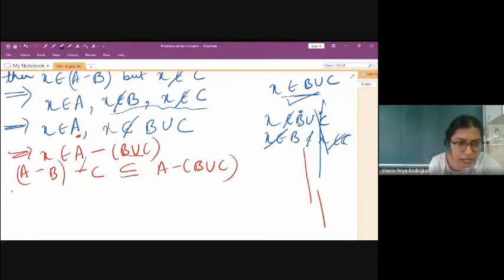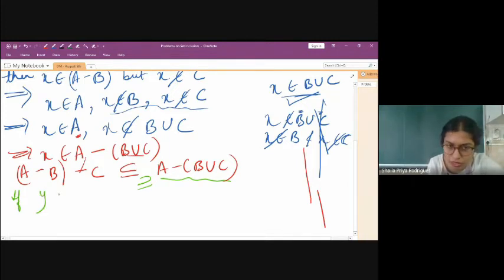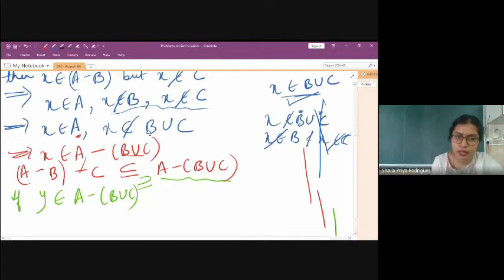All right, so now we need to prove that this set is a subset of the first set. Okay, so you take a random element, let's say the element is y. You take a random element of the second set, which is A minus B union C. Okay, if y is in this set, what conditions does it satisfy?